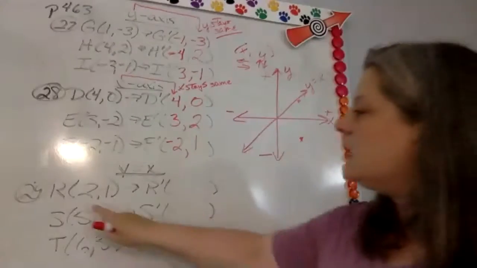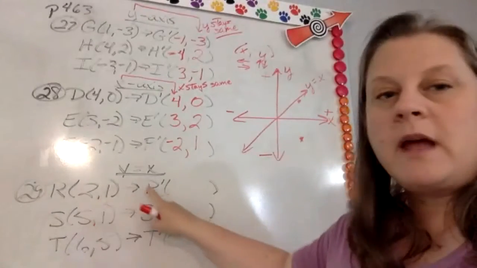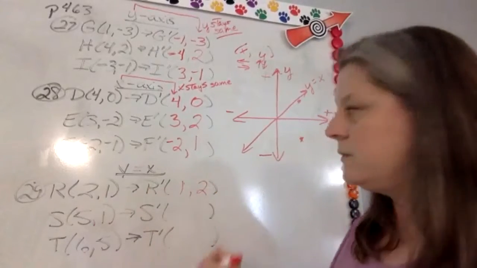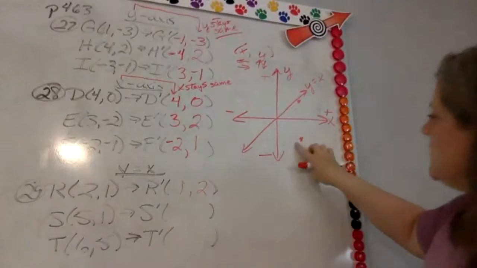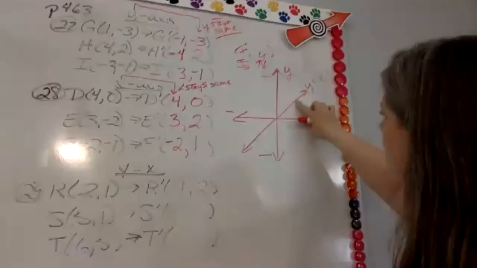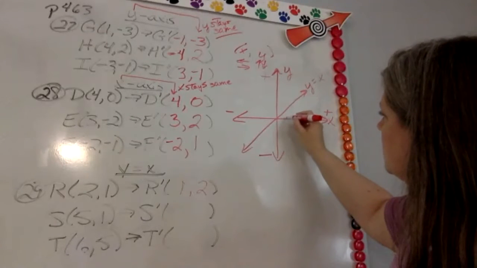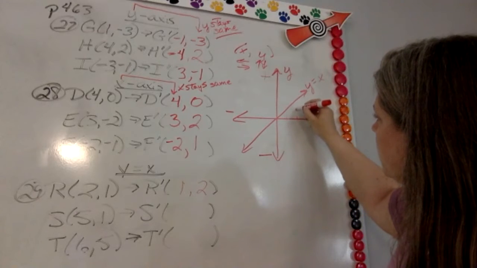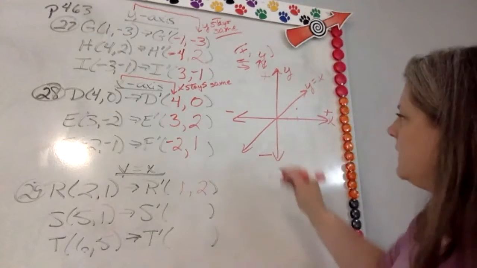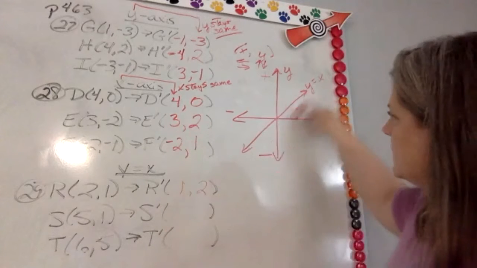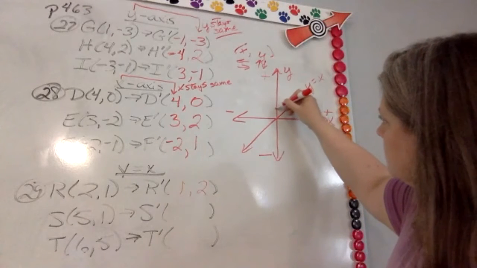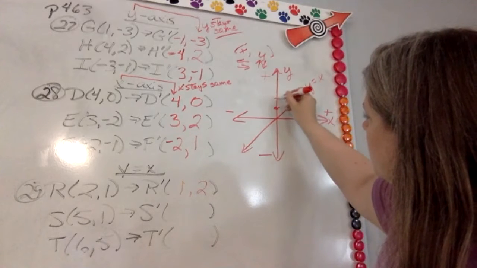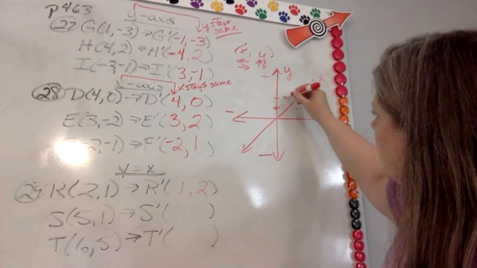All right, so on here, it was 2, 1. So my new R, or R prime, will be 1, 2. Okay, think about what this means. I'm going to get up here. Okay, so here's 2. Here's 2, 1. It's going to be right there. Okay, so then if I reflect it over this line, I said it's going to be 1, 2. So that's 1 to the right and 2 up.